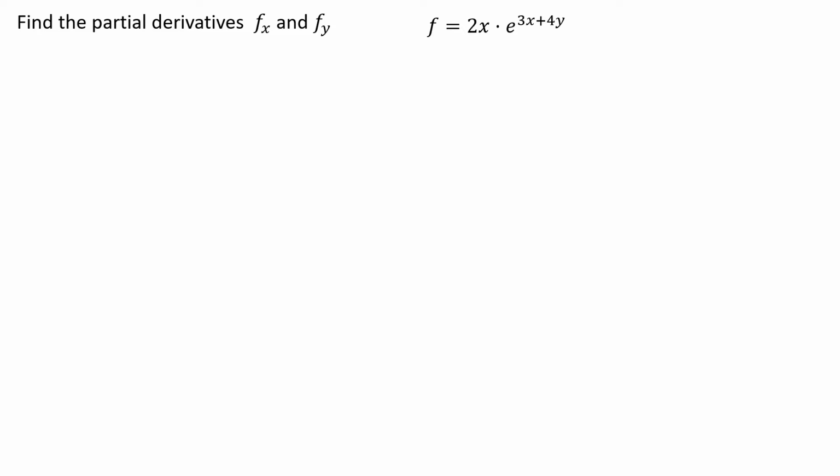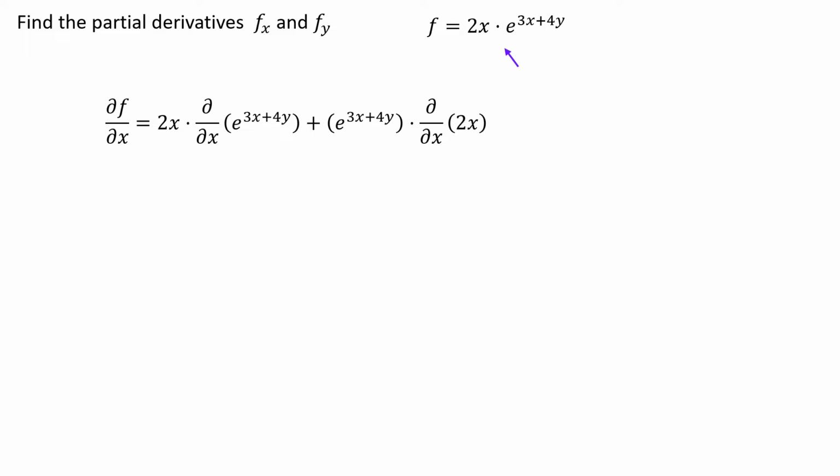Here we're being asked to find two partial derivatives. First, let's find the partial derivative with respect to x. Now, as messy as this may look, it's worth pointing out that the function f is a product of two functions of x. And whenever you're taking the derivative of a product, you need the product rule.